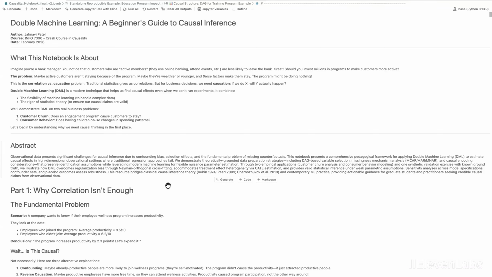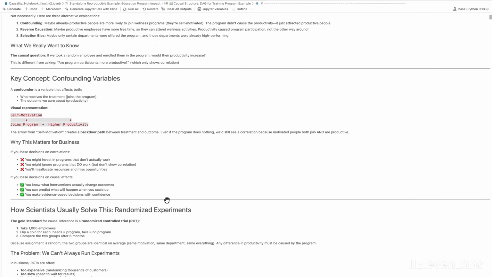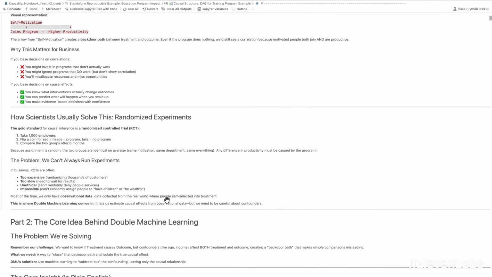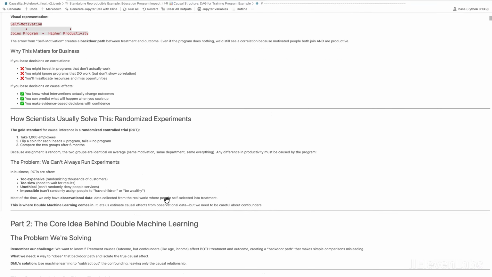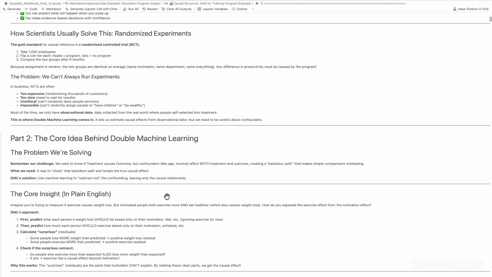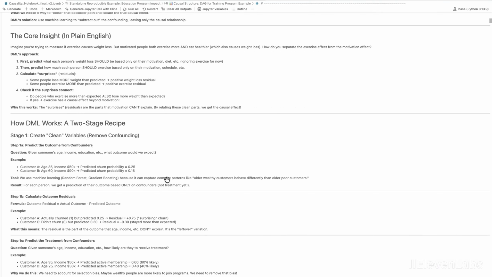Today we're looking at double machine learning, a framework for moving past simple correlation to find true causal effects. As a bank manager, you might see that active members stay longer. But is that because of the program or because active members are just wealthier? DML helps us isolate that specific active member effect by stripping away the noise of other variables.